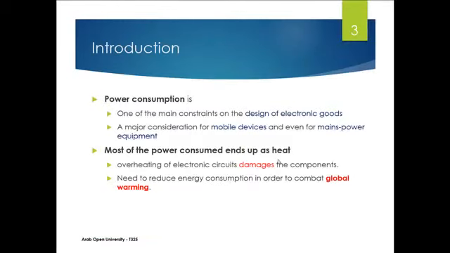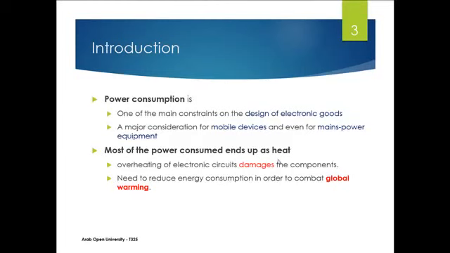So power consumption is one of the main constraints in the design of electronic goods, and this is not an issue only for mobile devices, where we all know that power consumption is one of the challenges, but even for mains power equipment. When we buy this equipment, we find a kind of classification into class A, B, C, etc. based on their power consumption, and usually we select the high level classes A and B.